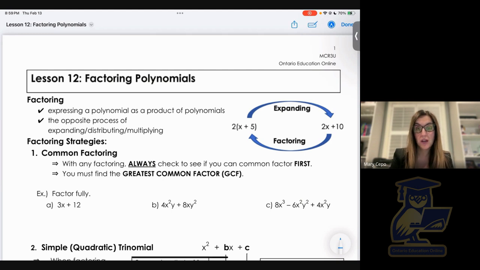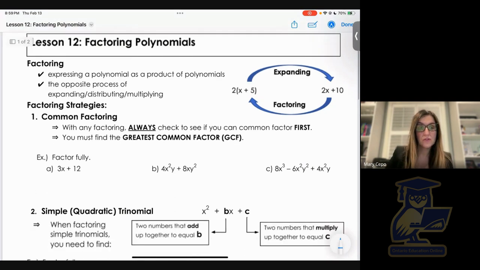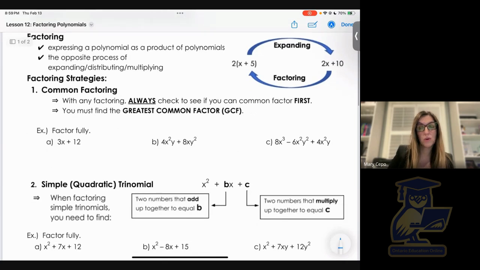So if we divided 2x by 2, we'd result with x. 10 divided by 2 would be 5. So as you can tell, expanding would be one direction. Factoring is expressing that polynomial as a product of polynomials. The first factoring strategy that we're going to observe is common factoring.